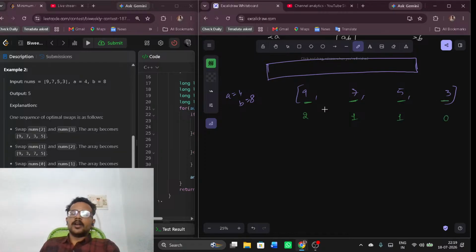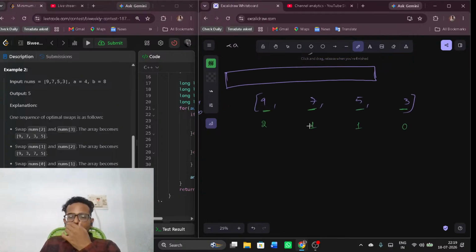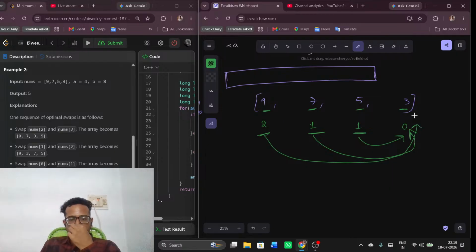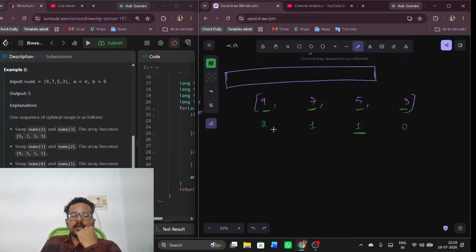3. Now, let me tell you one thing. I have 1, and it needs to be swapped here. How many swaps do I need? Only one swap. This needs to be swapped here, and this also needs to be swapped here. Wait a second. Only this and this should be swapped.